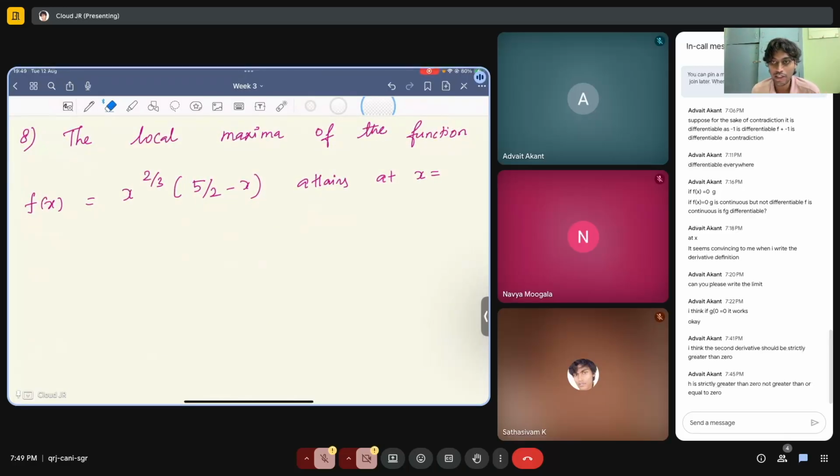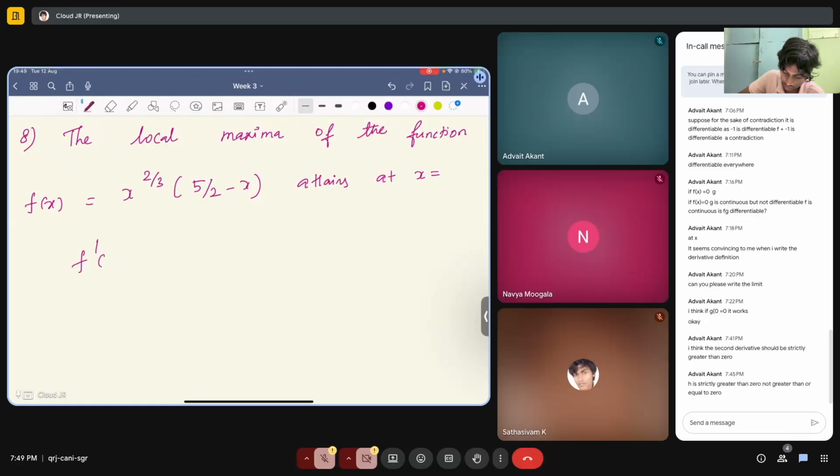So at which point does the local maxima occur for this function? That was the question. So let's try to find it. If you want to find the local maxima, the first thing you have to find is the critical point, right? So let's try to find the critical point. You can compute in parallel, and let me know if you got the answer.